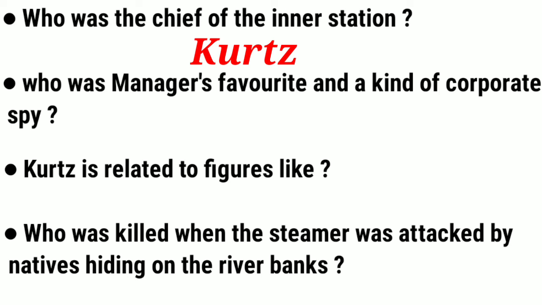Next, Kurtz is related to figures like. So he is related to figures like Satan in Milton's Paradise Lost. And the last question, who was killed when the steamer was attacked by natives hiding on the river banks? So the answer is helmsman.